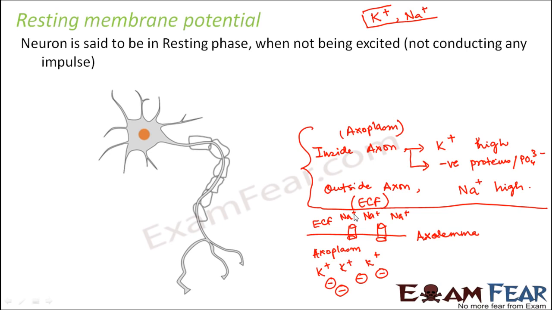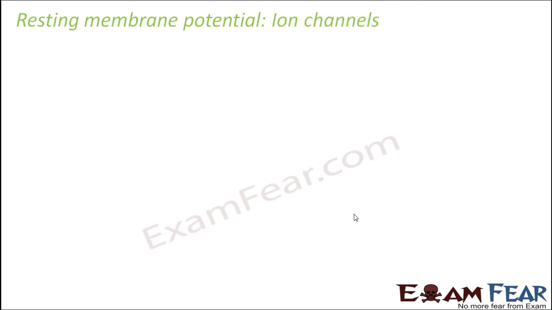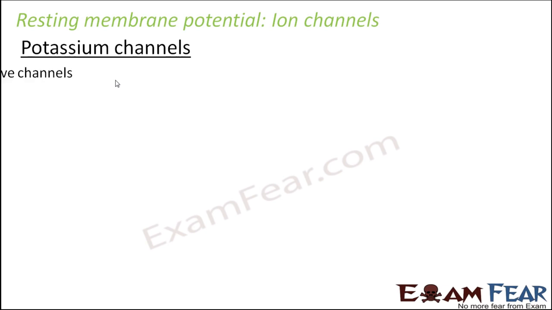Now what happens? Due to the presence of the ion channels. Here we did not talk about the ion channels, but we know that there are specific ion channels present, and they are selectively permeable to specific ions. So let us discuss the ion channels which are present in the axolemma. The first channel we will talk about is the potassium channels. So what are these potassium channels? They are passive channels. What is the meaning of passive channels? Passive channels are those channels which are always open.